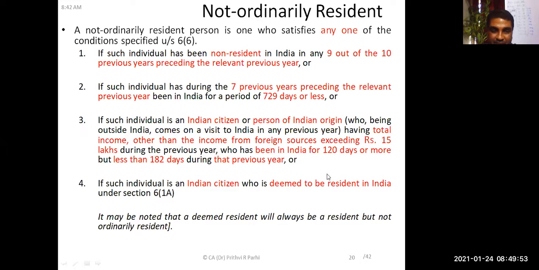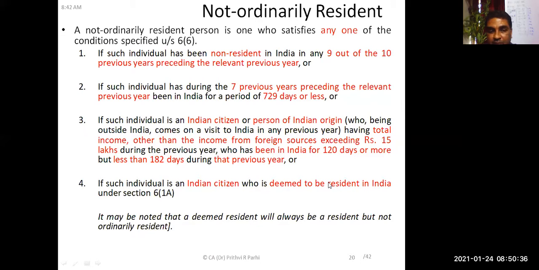Yes, sir. Right. Fourth condition is again for a specific situation. If individual is a citizen of India who is deemed to be a resident in India. As I had already told you, you have already understood the concept of deemed resident under section 6(1)(a). We have already studied it, isn't it? Today also I had explained the concept of deemed resident. And if the person is deemed resident, always he will be treated as not ordinarily resident. Deemed resident citizens are always treated as not ordinarily resident. Did you understand these 4 conditions?